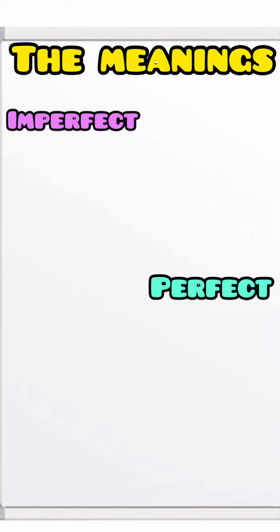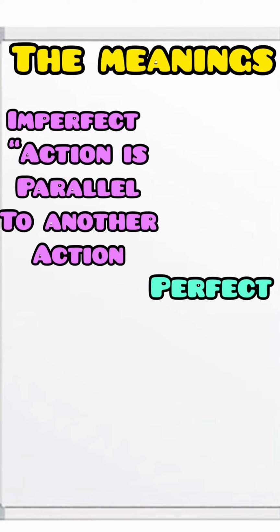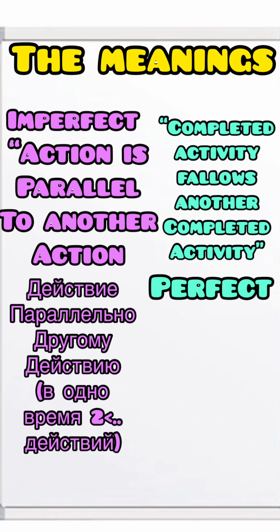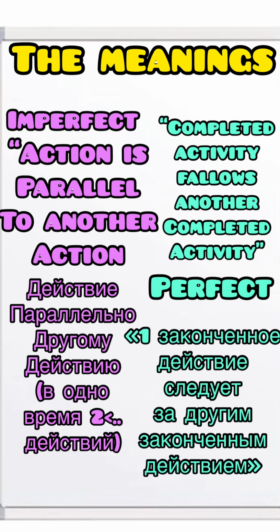The fourth meaning of imperfect verb is action is parallel to another action. Действие параллельно другому действию. And the fourth meaning of perfect verb is when completed activity follows another completed activity. Одно законченное действие следует за другим законченным действием.